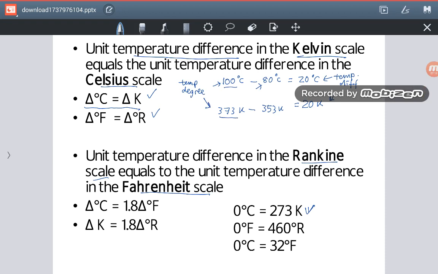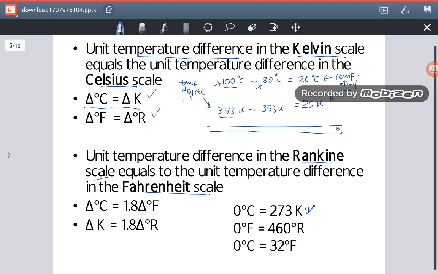So you need to differentiate between the temperature degree and temperature difference in order for you to solve any equation or any problem related to temperature. And this is also the same if we were to convert from Rankine to Fahrenheit. However, if we want to convert from, let's say, temperature difference in Celsius to the temperature difference in Fahrenheit, what we need to do, we need to times 1.8.